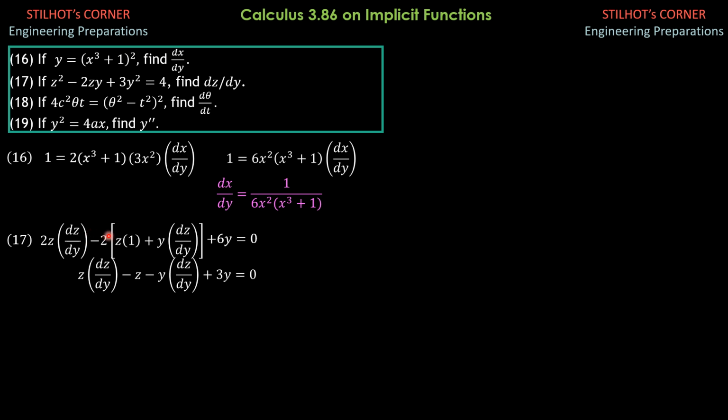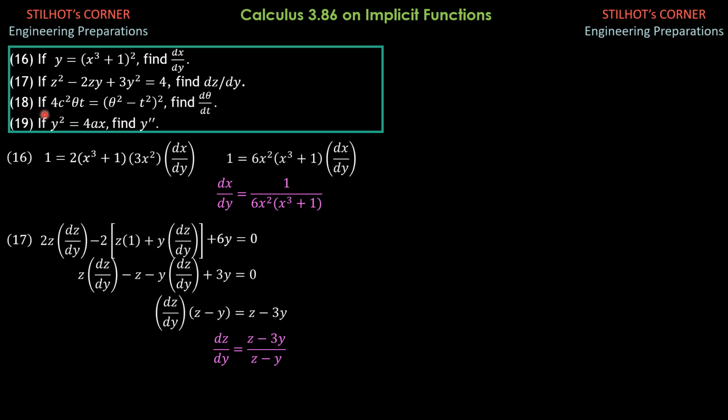So take note that we cancel 2. This becomes 3y. Then we distribute negative 1. So negative z, the negative of y dz/dy. So we have factoring out dz/dy. Then we'll have z minus y. Then transpose negative z to the right. So we have z minus 3y to the right. So dz/dy times quantity z minus y equals z minus 3y. So dz/dy therefore is z minus 3y over z minus y.